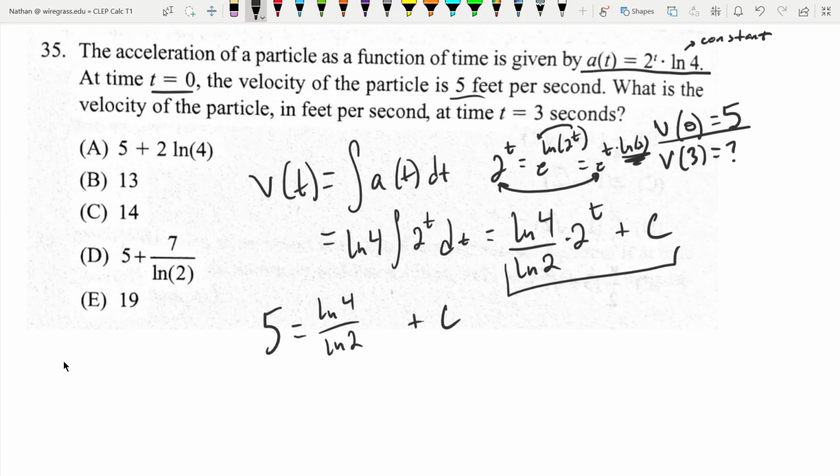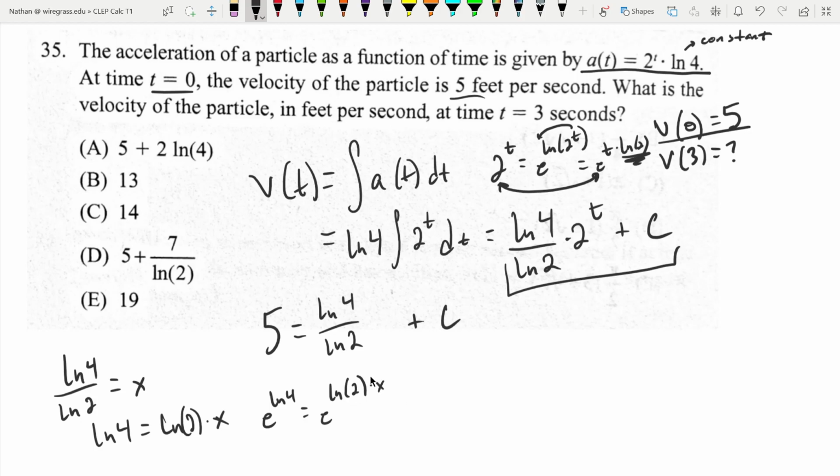Now, natural log of 4 over natural log of 2 isn't readily apparent what it is, but it's quite easy to find if we just say it's equal to some number x, and then go from there. I'm going to multiply the natural log of 2 over, so natural log 2 times x. Now I can take e to the power of both sides. So I get e to the power of natural log 4 equals e to the power of natural log 2 times x. Of course, I can just plug this into the power of 2. So we get e to the power of natural log of 2 to the x. So this really just becomes 4 on the left-hand side and 2 to the power of x on the right-hand side. And of course, 2 to what power equals 4?